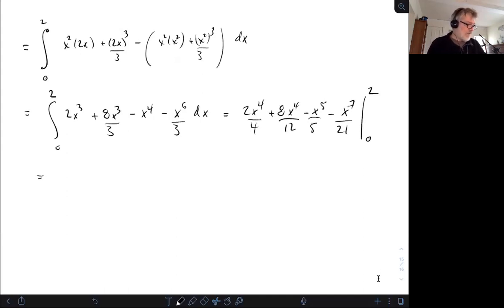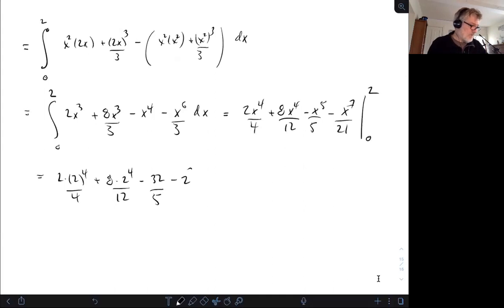And you evaluate this. 8 times 2 to the 4 over 12 minus 32 over 5 minus whatever, 128. And you compute that and you will find 216 over 35. Right?